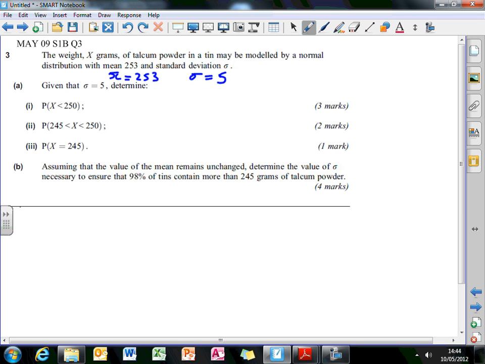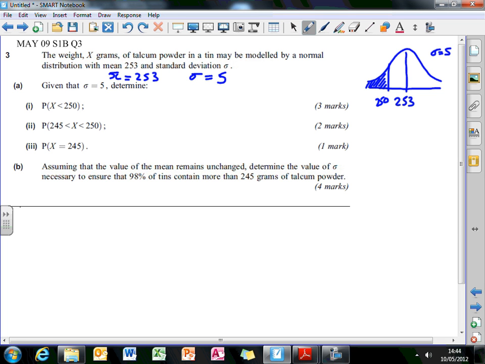Now I always draw a diagram. You must draw a diagram because it really helps you. So if you draw a rough diagram like that, the mean is 253. Standard deviation is 5. And I want the probability that x is less than 250. So I want that area there.